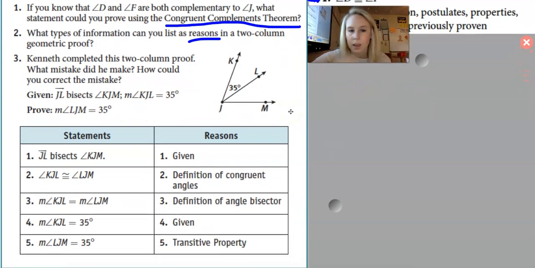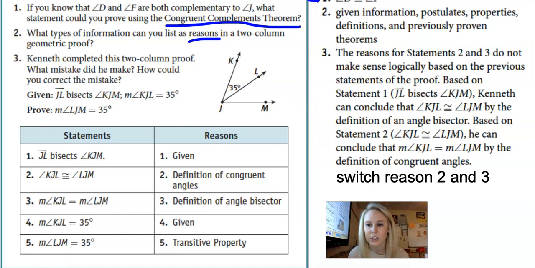Okay? And then number 3, Kenneth made a mistake. What did he do wrong? So he should have switched reason 2 and reason 3. The reasons for statements 2 and 3 do not make logical sense based on the proof. So I would first need to know that it is an angle bisector before I know they are congruent. So that was probably pretty tricky to see. So you need to know it's a bisector, and then the reason it went from congruent to the M's was definition of congruent angles. So you just needed to flip-flop number 2 and number 3 on the reasons.